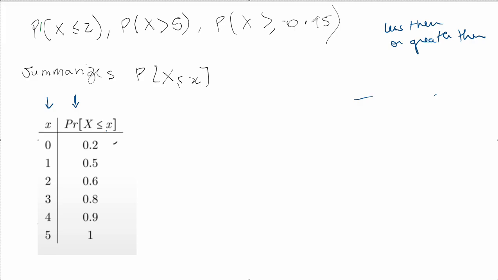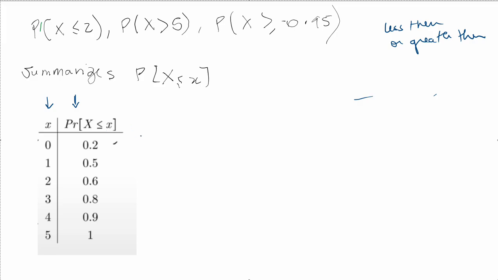Okay? And in the CDF, you have x and p of x smaller than. It's the only difference. So this is a PDF. This is a CDF. Okay? So it's the same table. It shows you the same kind of structure, but it's telling you a little bit different. That probability is a little bit different. It's telling you another thing.